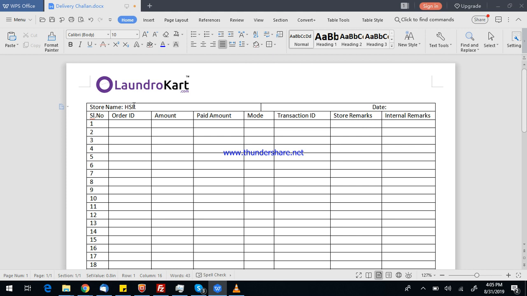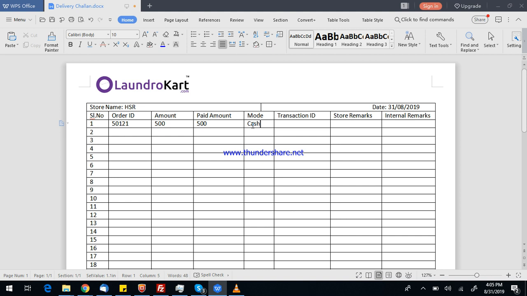Store name HSR, date is today's date, 31st of August. Start with the order ID 50121, amount is 500 and the customer has paid 500 as well. Here the amount is the billing amount and how much the customer has paid. Mode can be cash, PhonePe, Paytm. In the future we might have Amazon Pay, Google Pay and so on.